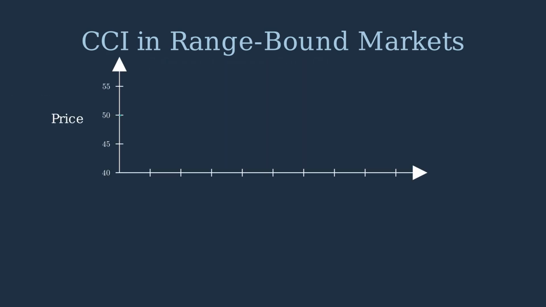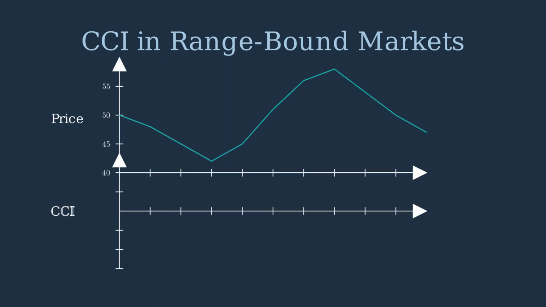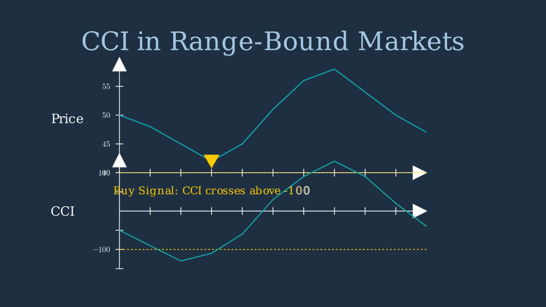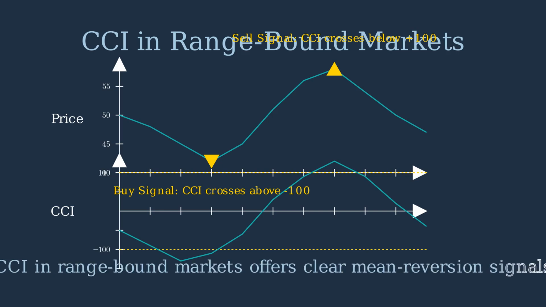Let's look at a practical example of how this strategy works in a range-bound market. Here we can see a buy signal when the CCI crosses back above negative 100 after falling below this threshold. Later, we see a sell signal when the CCI crosses back below positive 100 after rising above this level. The CCI indicator in range-bound markets offers traders clear mean reversion signals, taking advantage of the regular oscillation between overbought and oversold conditions.